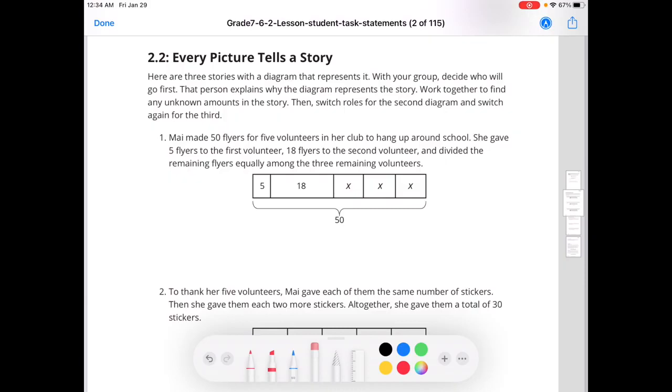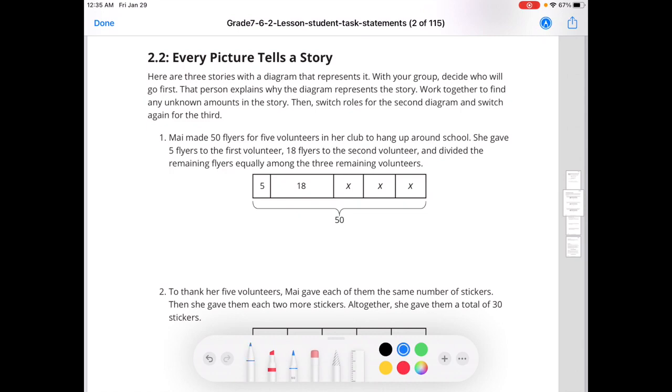it as a group. So on number 1, it says May made 50 flyers for 5 volunteers in her club to hang up around school. She gave 5 flyers to the first volunteer, 18 flyers to the second volunteer, and divided the remaining flyers equally among the 3 remaining volunteers.